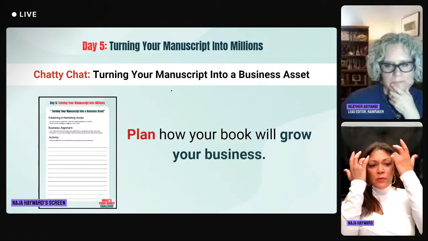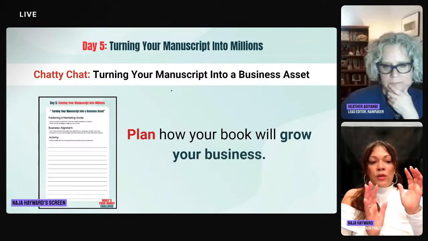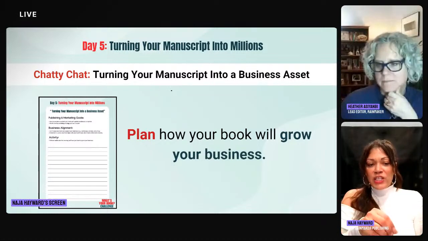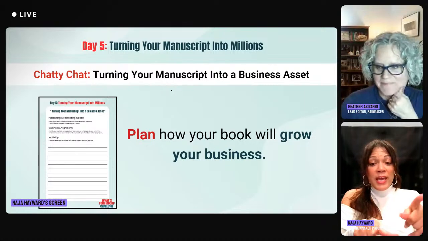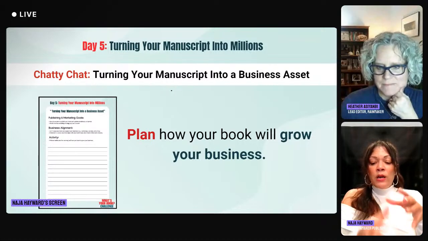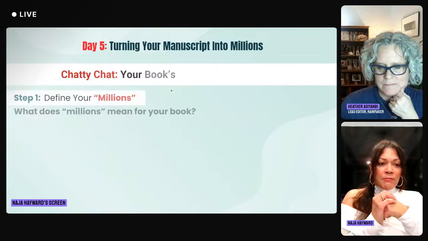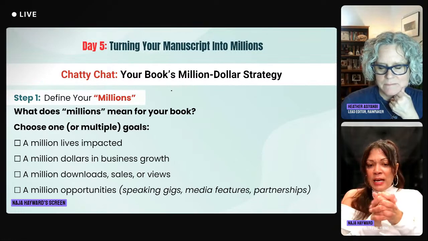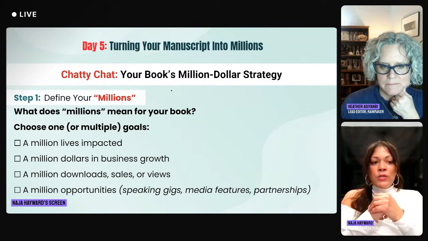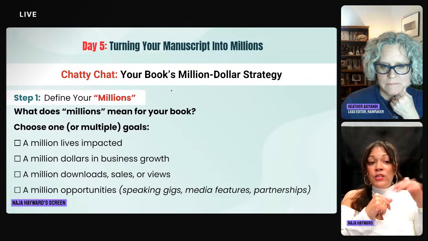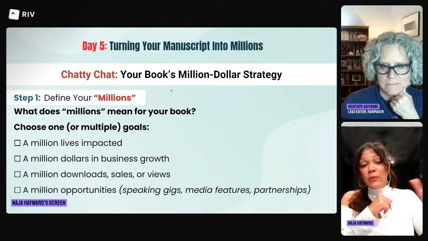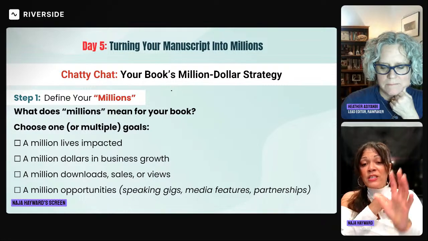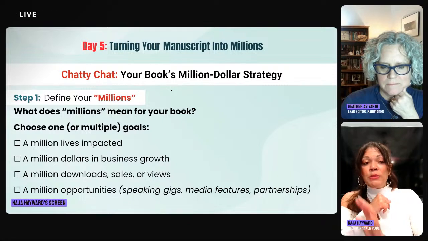Okay. So now what we want to do is we want to give you some homework. We have this thing called Chatty Chat. We're actually not going to do an AI exercise today. We are going to do something a little bit different. Get your journals out because I want you to write. I want you to first do step one and you're going to define your millions, right? We're going to go back. We talked about it a moment ago, but now you're going to solidly write in what your plan is.